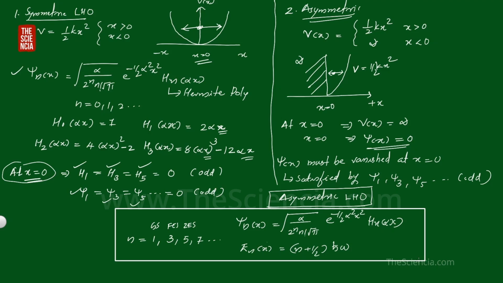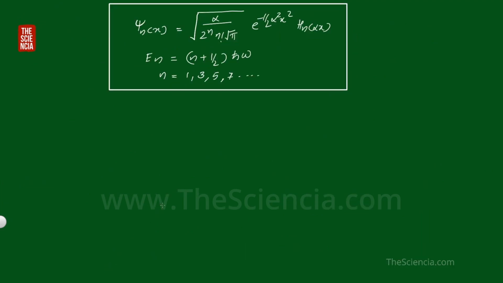So this is the equation for the wave function and the energy of a 1D asymmetric linear harmonic oscillator. Please remember these things: the ground state corresponds to n equal to 1, the first excited state corresponds to n equal to 3, and so on. Only odd values of n are possible. This is the wave function and the expression for energy of a 1D asymmetric linear harmonic oscillator. So this is the graphical representation.